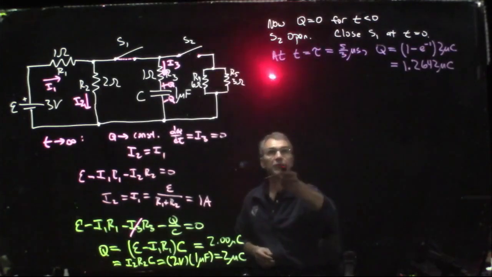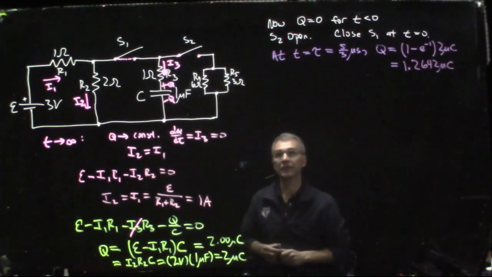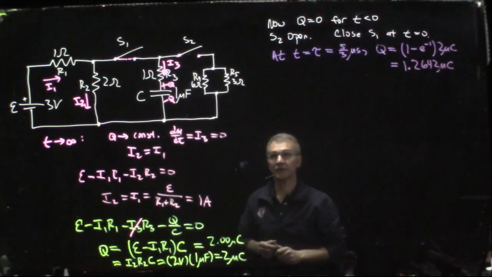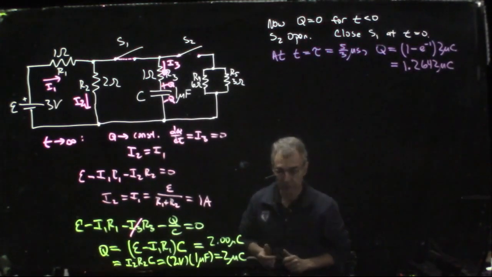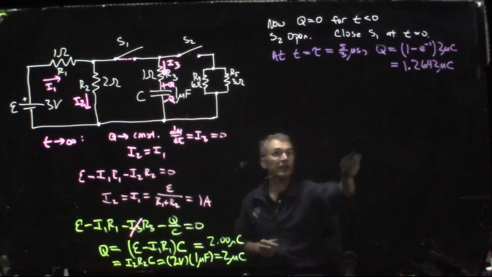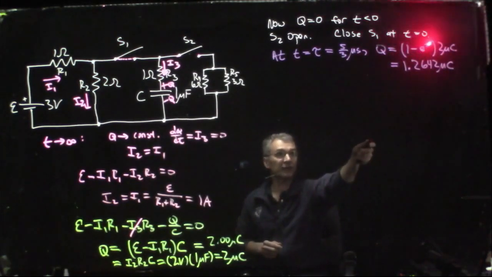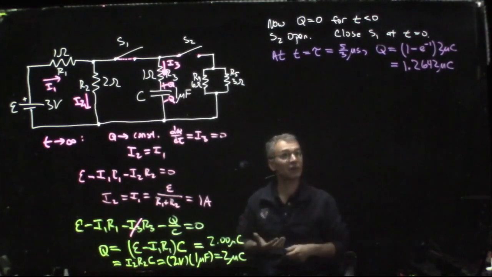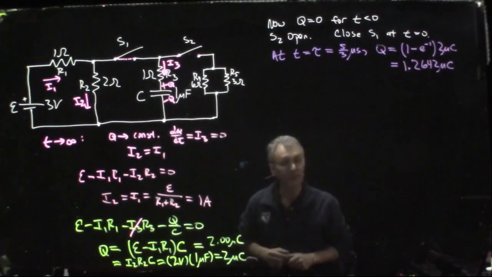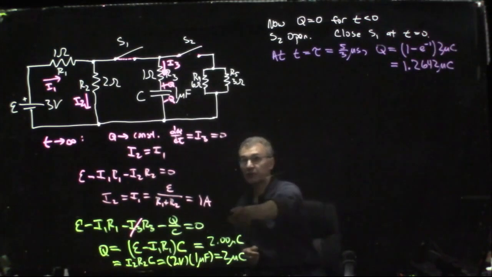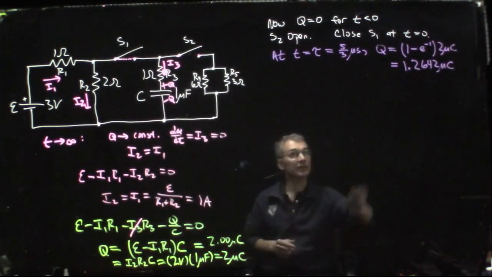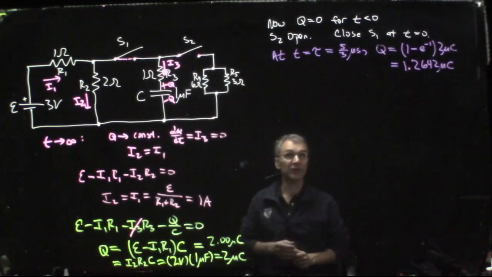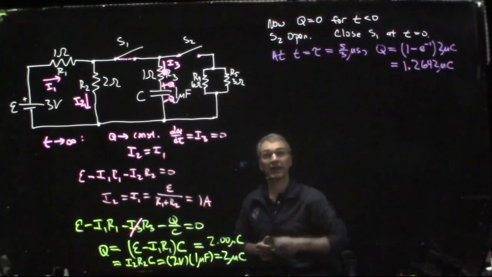Now I tell you that at t equals 1 time constant after the switch was closed, it turns out the time constant is 5/3 of a microsecond, 1.667 microseconds. Then this charge is 1 minus e to the minus t over tau. So that's 1 minus e to the minus 1. 1 minus e to the minus 1 is like 63%, it's 0.6321, times this 2 microcoulomb value, so that's 1.2642 microcoulombs.